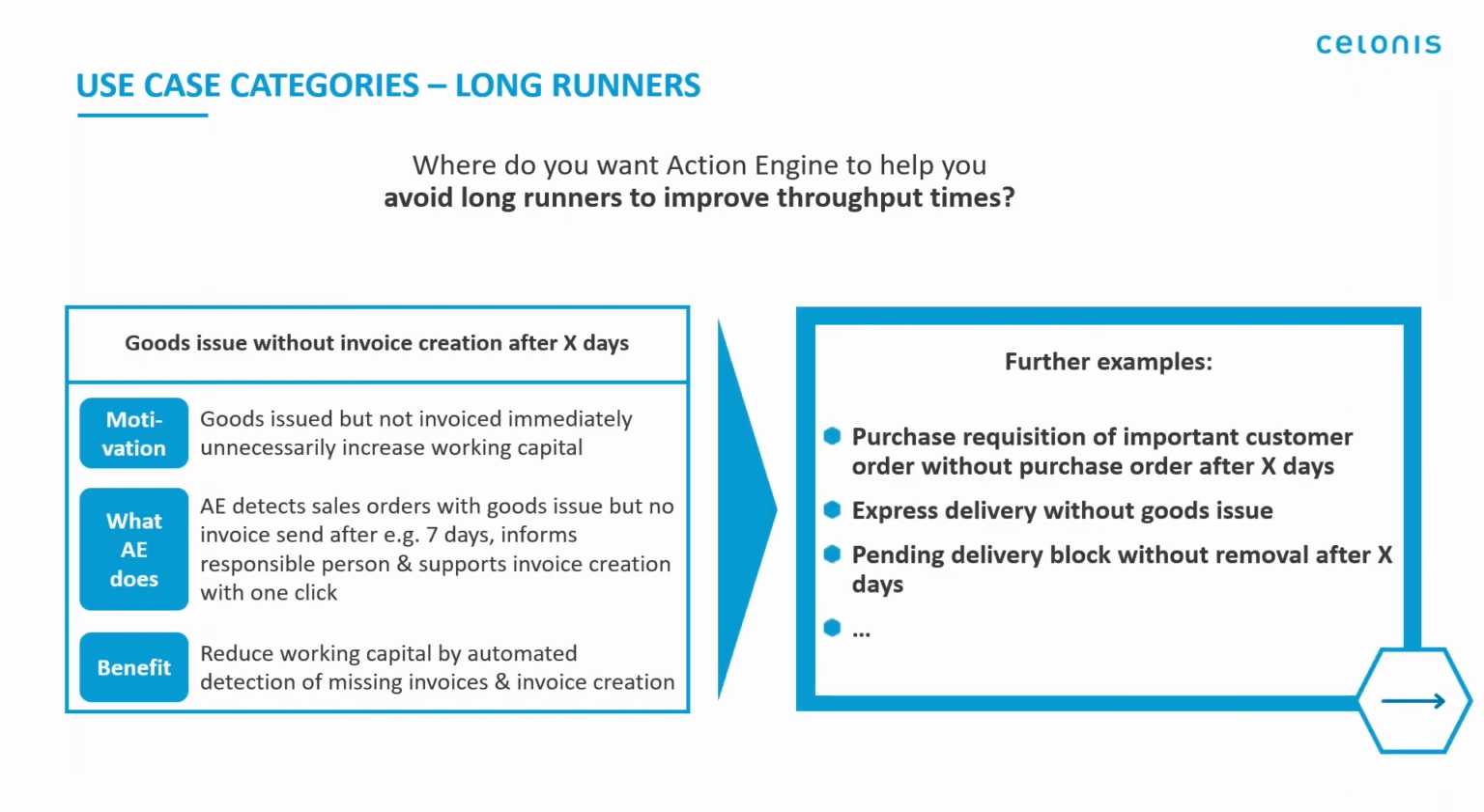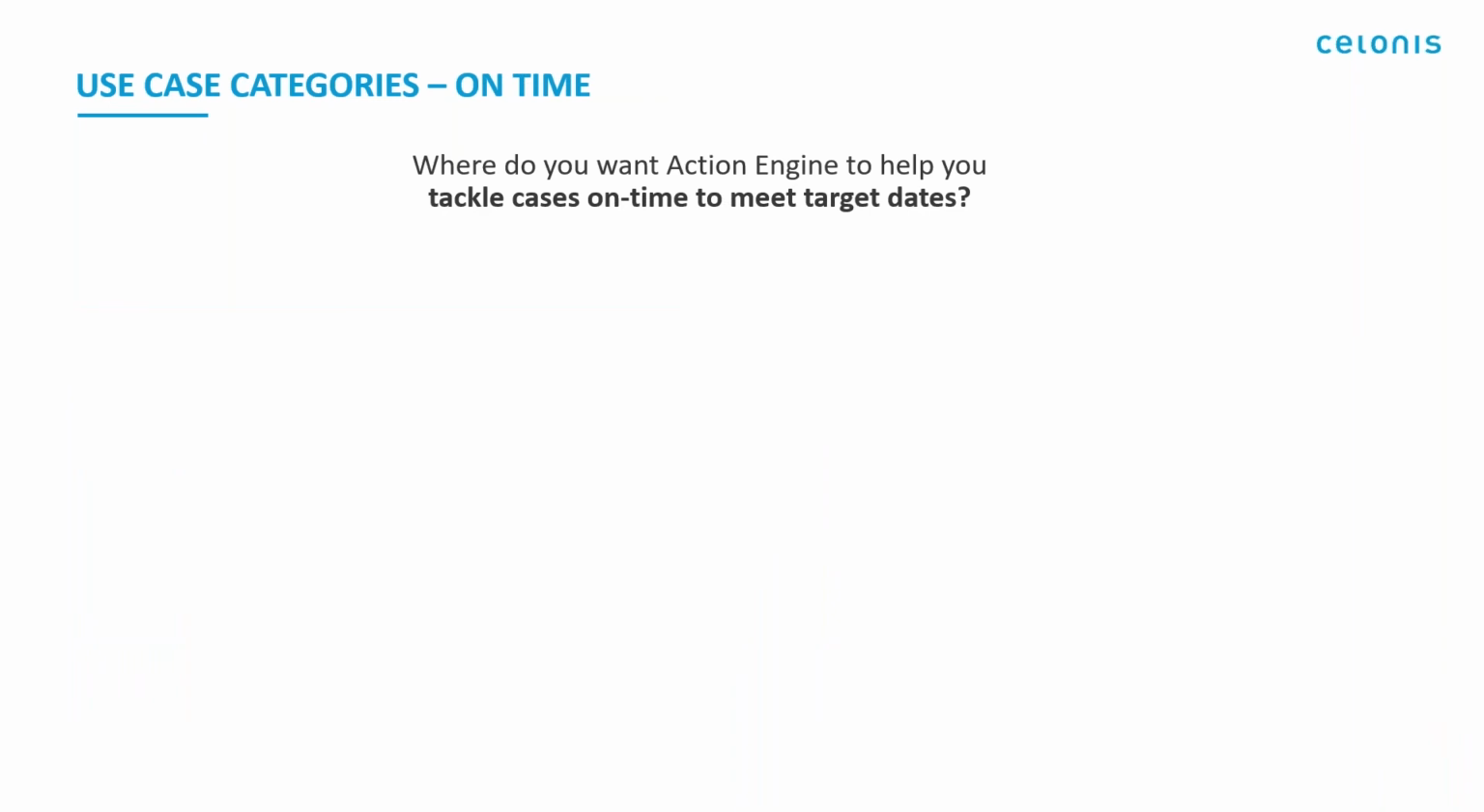And I won't bother you with the detailed examples. I can forward this and also many skill examples to you. The main question is just, where do you want to avoid long runners? The second use case category is, where do you want Action Engine to help you meet on-time targets? To give you an example, in order to cash, you might have the delivery date that you have confirmed to the customer. And the question is, what do you now have to do for a particular customer order to have this order being delivered on time?